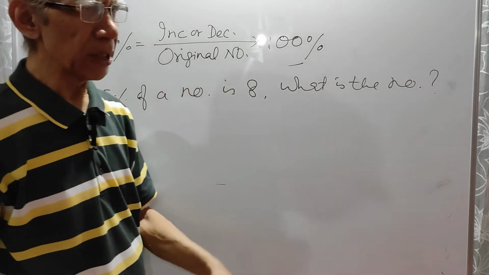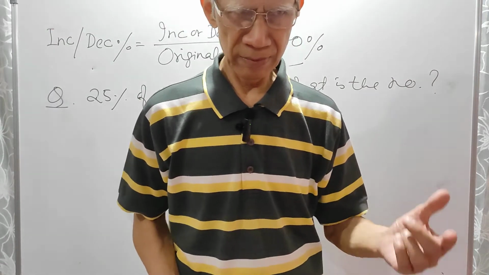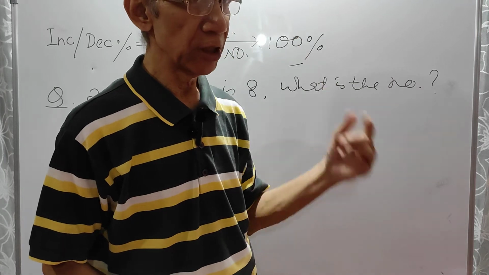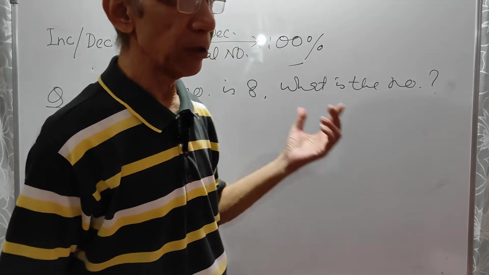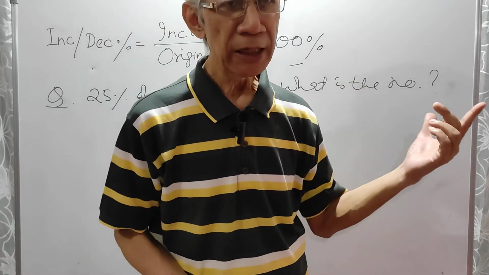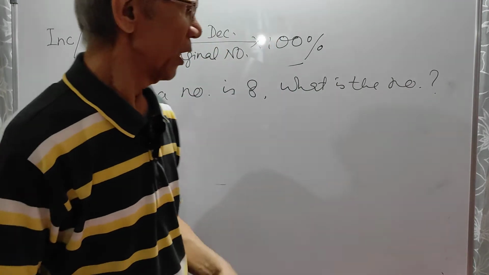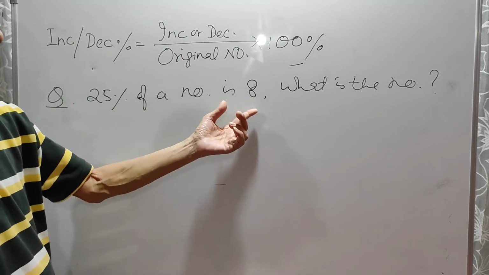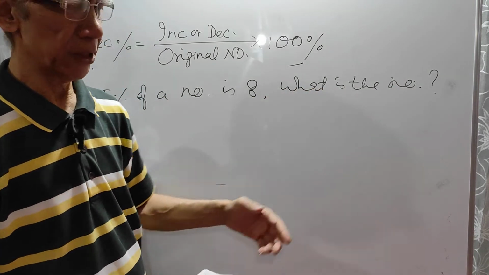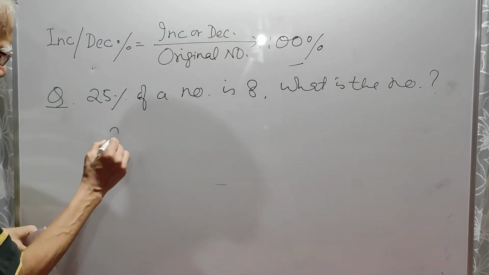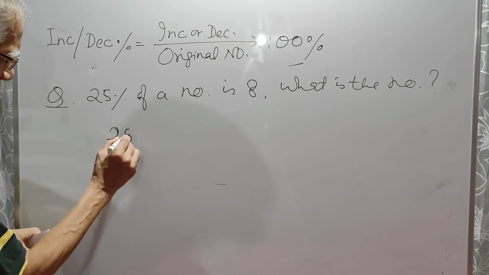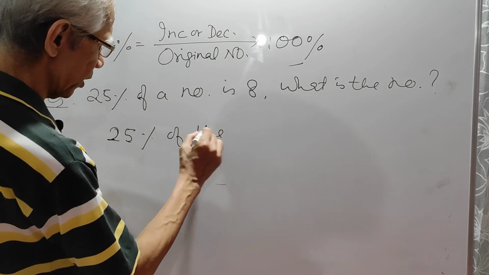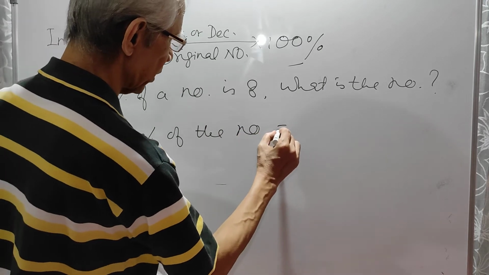Now we can do it by unitary method, on which I made a video. The last video was on that unitary method. So we can do it by unitary method, or we can do it by equation method. Now first of all, let us see by unitary method. 25% of a number is 8. So we have to find the number. So we do this way: 25% of the number is equal to 8.